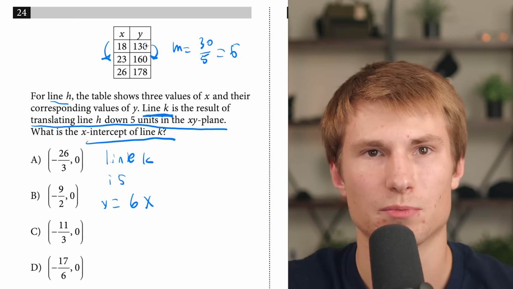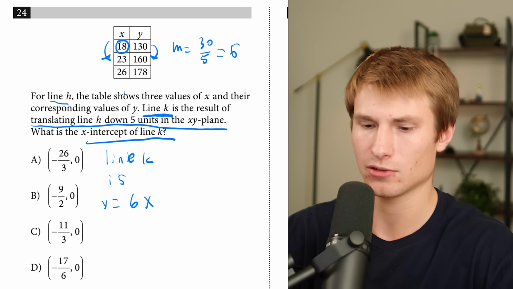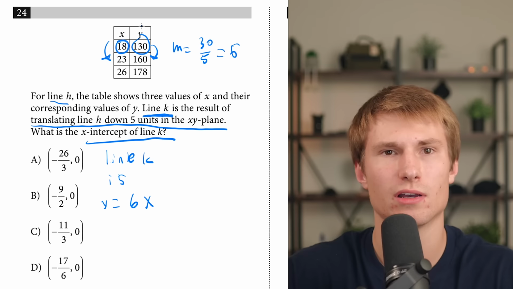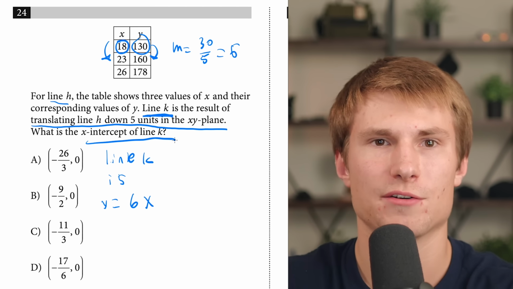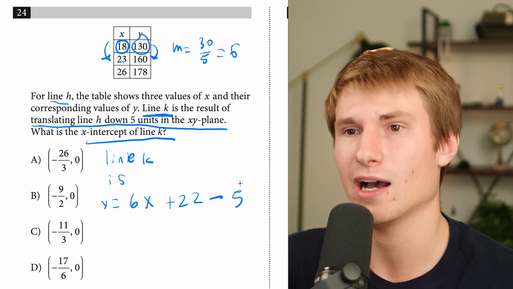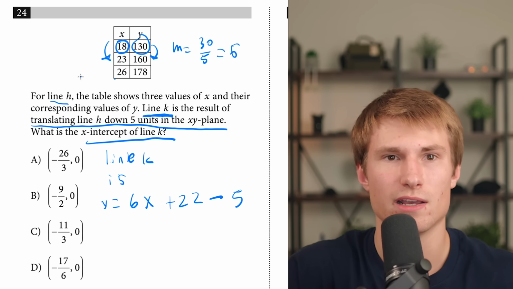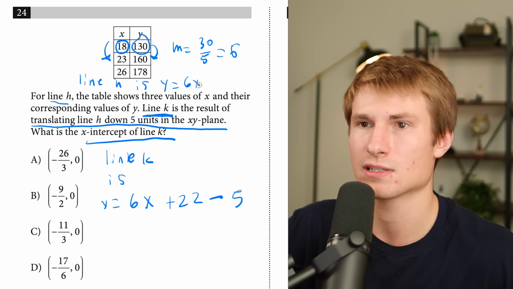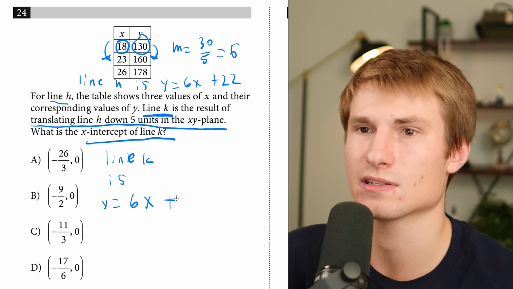Well, if we know that our slope is 6, we see that we have this x value of 18. I'll just go back, 18, 6 times 18 in my calculator. 6 times 18 is going to be 108. Keep in mind, I have 130 as this y value, so I do 130 minus 108, and that's going to leave me with 22. Now keep in mind that this is not plus 22 for line K. That would be incorrect because we have to move it down by 5, right? Because we have it translated down 5 units in the xy plane. So if I was to write the equation for line H, I could write line H is y equals 6x plus 22. Therefore, line K is translated down 5 units, and it's 6x plus 17.